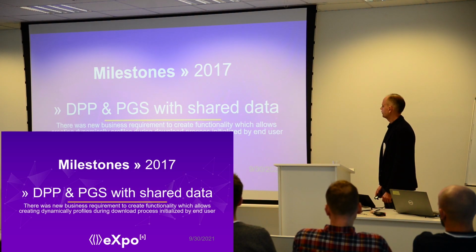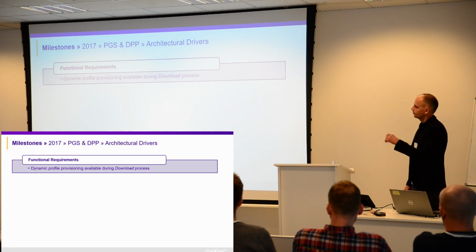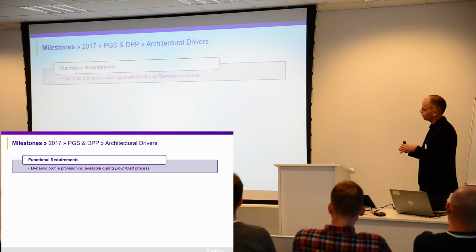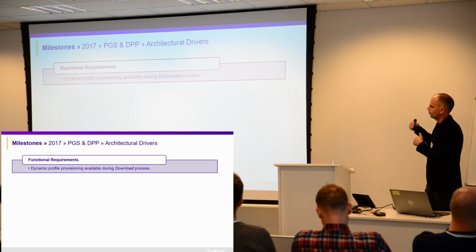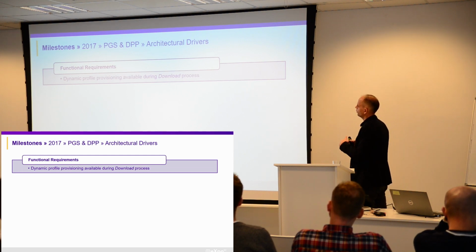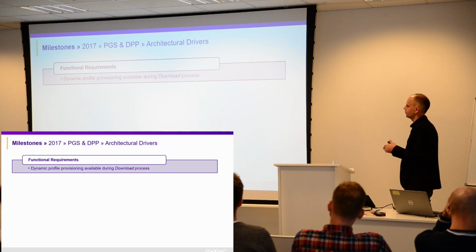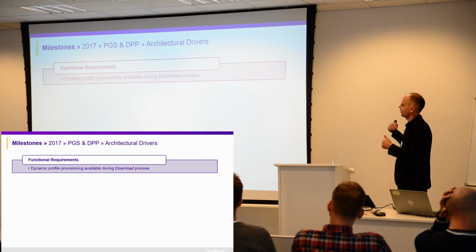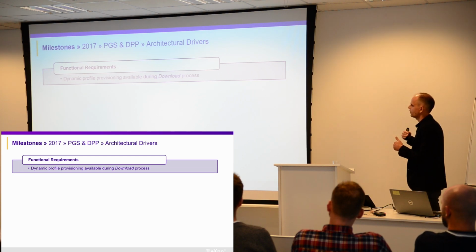Then there was a new requirement. During the previous implementation, PGS allowed provisioning the profile to SMDP, but during the download, the profile was always taken from the SMDP. And now we try to implement a new solution to generate the profile dynamically. So when the device is asking for a profile, but the profile stored on SMDP is not valid for this device, they can ask us to generate this profile dynamically.